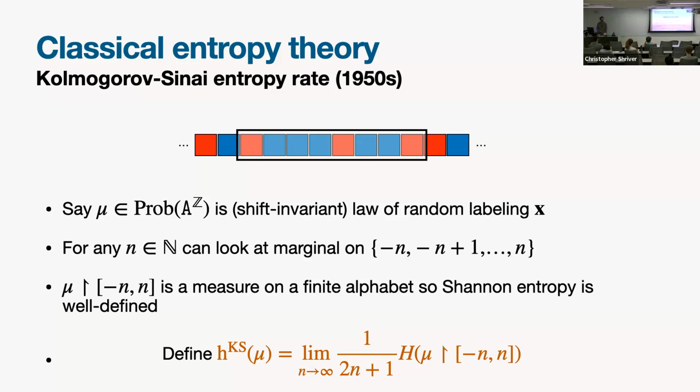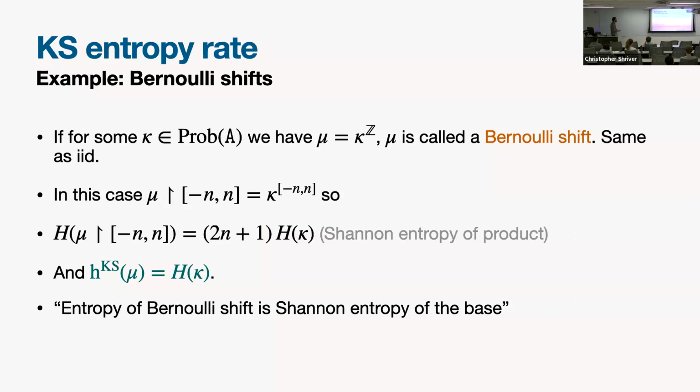Okay. Good. So back to doing a few examples. If I take some kappa, a probability measure on the alphabet, and then I just label every symbol in my bi-infinite sequence independently using kappa, that's called a Bernoulli shift, or IID labeling, whatever you want to call it, based on your native language, I guess.